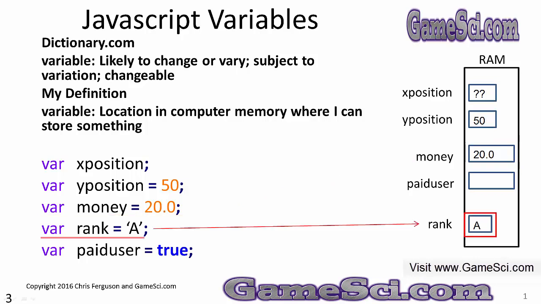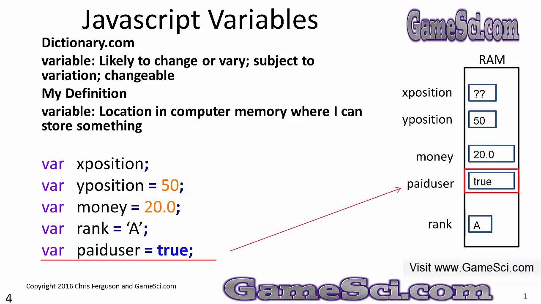Next up is a var rank equals A. This looks a bit like a character variable. In other languages, like Java or C#, they have a char data type where you can allocate one character. Again, under the covers, JavaScript's a little bit different. JavaScript stores these as strings, so this is technically a string variable with just one character in it. This will be the player rank. A, I assume, is a high-ranking player. A D is a low-ranking player.